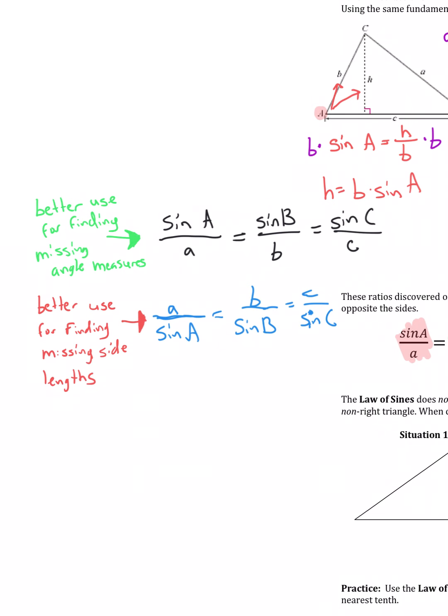Okay, so the top one with the angles on top is better for finding the missing angle measures. The bottom one that I have shown with the side lengths on top is better for finding missing side lengths. Okay, that's going to be important for these particular problems.